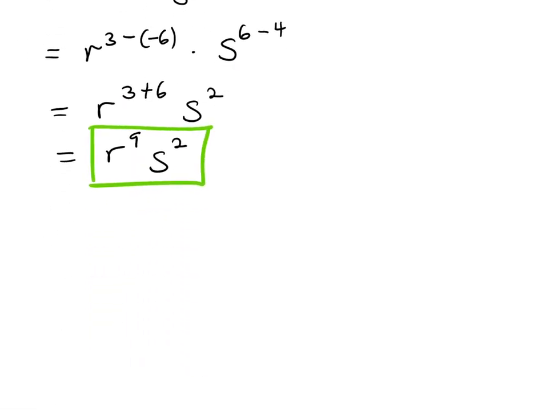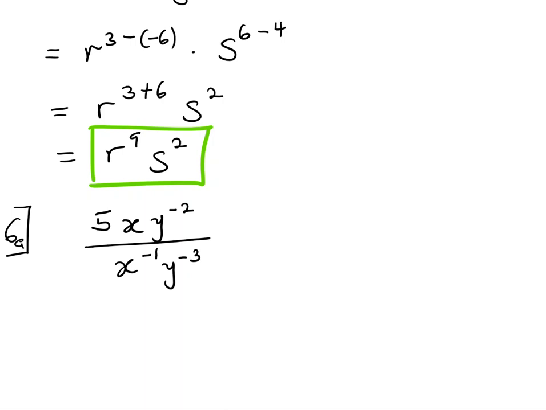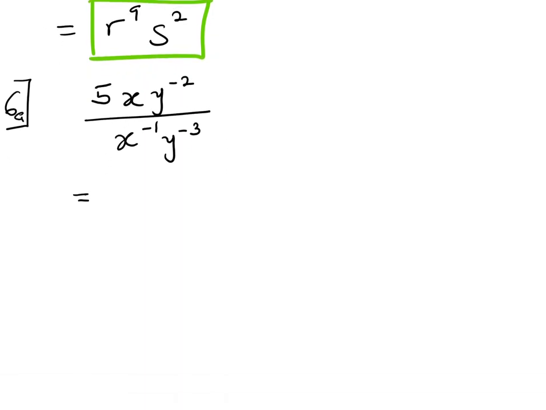Let us consider a last example, example 6. Let's take the first one there to be 5x y raised to negative 2 divided by x raised to negative 1 y raised to negative 3. Okay, so what we can do again is to say 5, this is x and this is x. So again, I can say, remember this is raised to power 1. So let's do it this way.